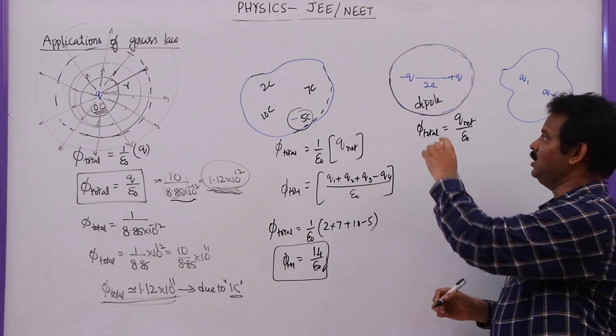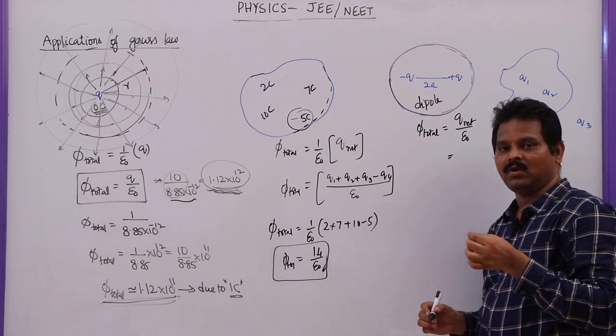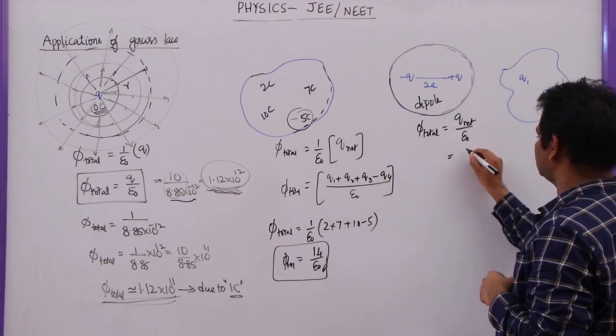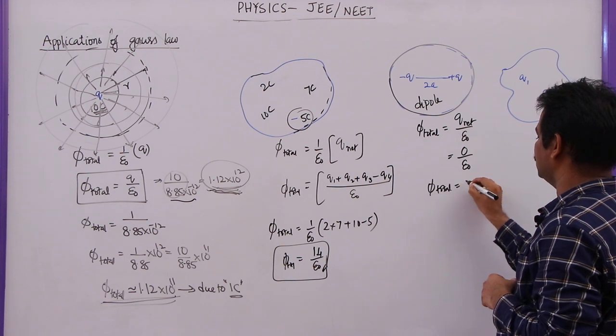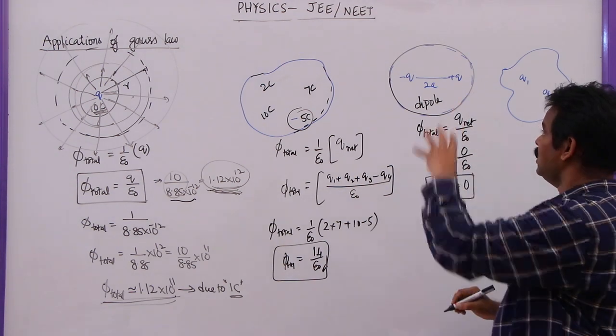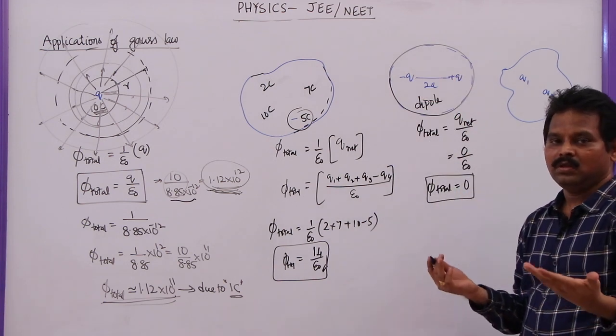What is the net charge here? One is positive charge, one is negative charge, because a dipole consists of equal and opposite charges. So net charge is always 0 for a dipole. So there are no lines that are passing through this closed Gaussian surface. Even though it is enclosing two different charges, the net charge being 0, there are no lines.